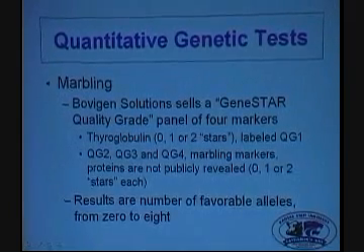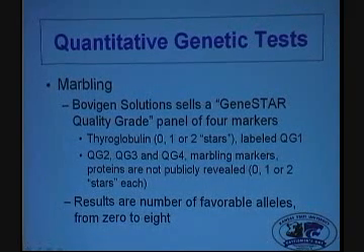I'll talk a little bit specifically about a few tests, and the reason I've picked the ones that I'll talk about is they're, in some cases, the ones that have been on the market the longest, and they're the ones we know the most about. There are new things coming on the market all the time, and so I can't really cover everything. But I'm going to talk specifically about a couple. One is a marbling product sold by Bovigen Solutions, or you may know as the GeneStar company, but Bovigen Solutions is the American company. They sell a panel of markers.